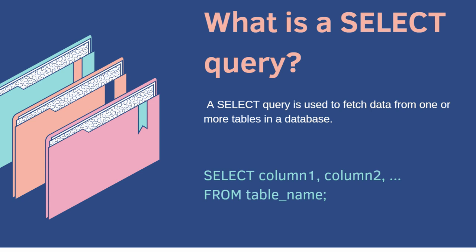Here's what each part means. SELECT: this keyword indicates that you want to retrieve data. Column1, column2: these are the specific columns you want to fetch. FROM table_name: this specifies the table from which to retrieve the data.